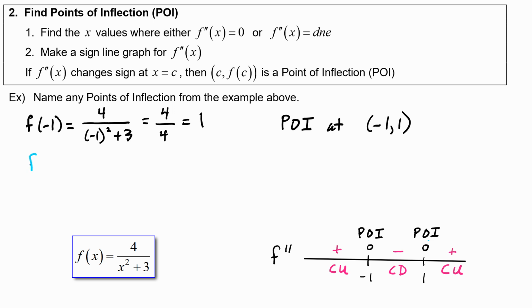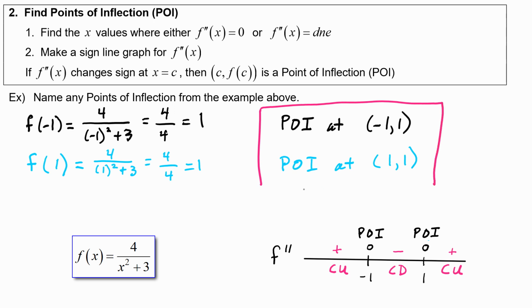We can evaluate f of +1, the other place on the sign line graph where the second derivative changed sign. So we will have 4 divided by 1 squared plus 3, which is 4/4, which is also 1. So that tells us we have a point of inflection at (1, 1) as well. So these are the places on this graph where there will be a point of inflection.